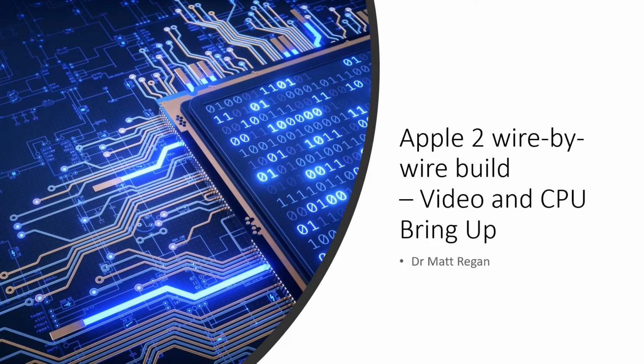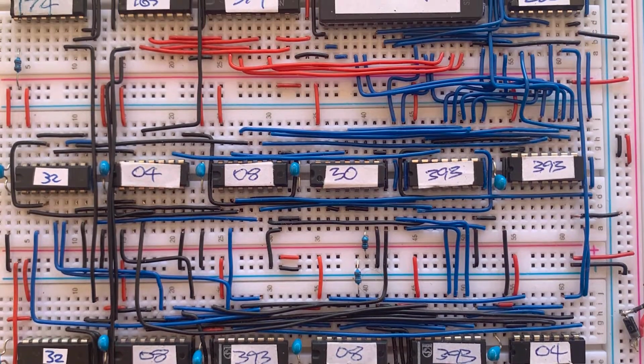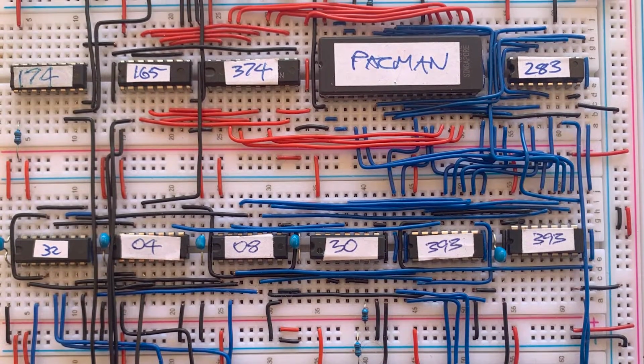Apple II wire-by-wire build. Video and CPU bring up. I'm Dr. Matt Regan. I initially built a more conventional raster generator, but it uses a lot of chips.